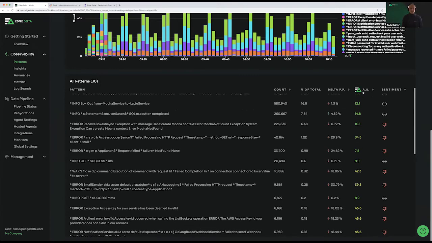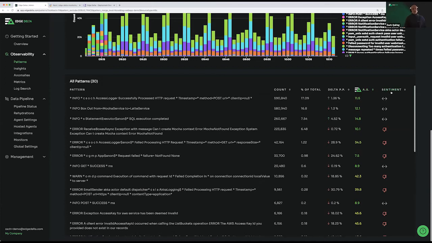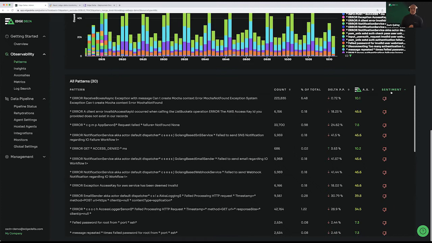There's also this concept of the Edge Delta anomaly score. We'll go into this in a little bit more detail, but essentially that's something used as part of this baseline process to compare, hey, how anomalous is the data we just saw to what we've seen historically? And then also applying automated sentiment analysis to these patterns to essentially classify them as being negative, neutral, or positive.